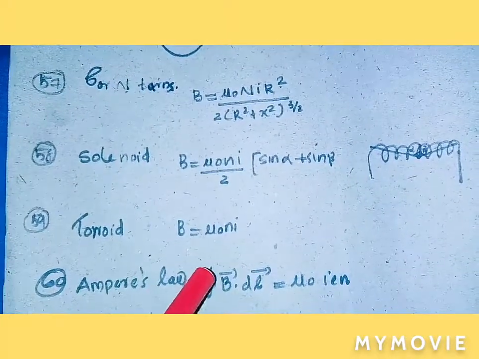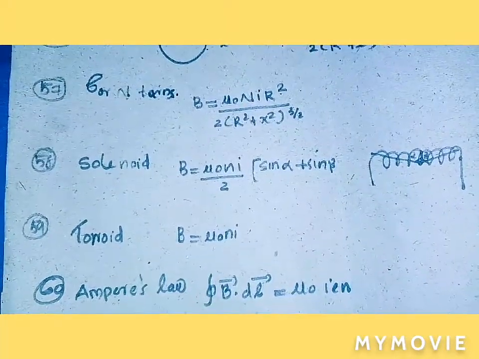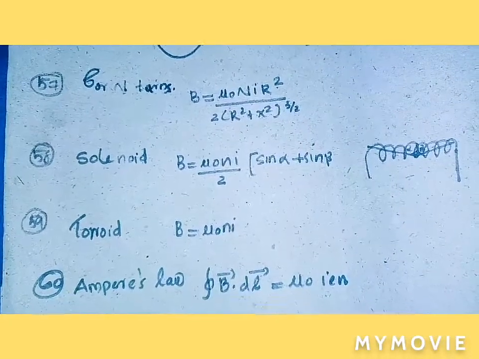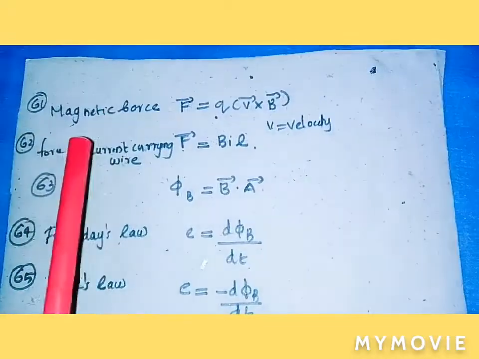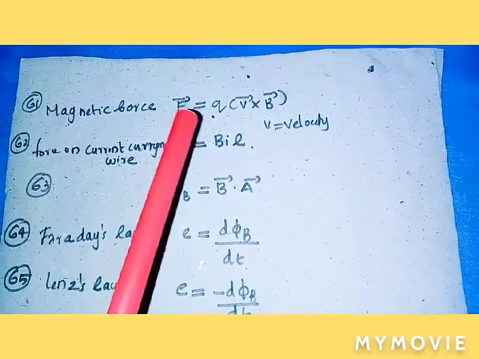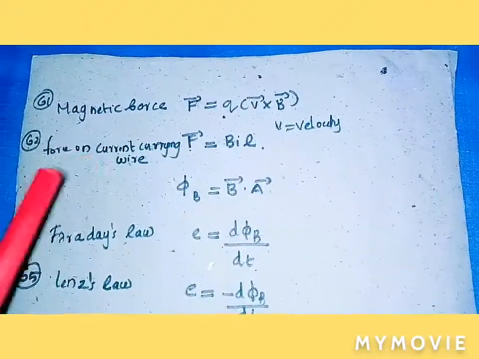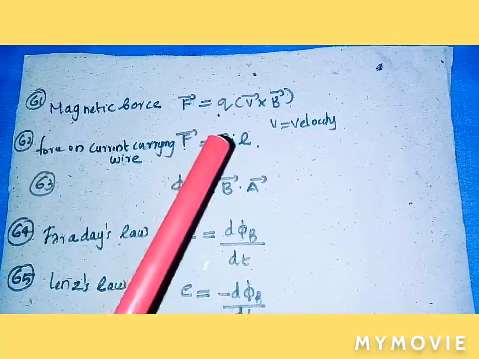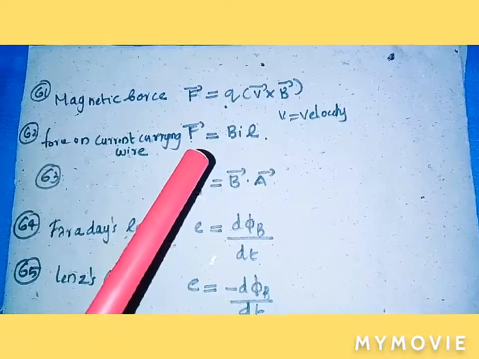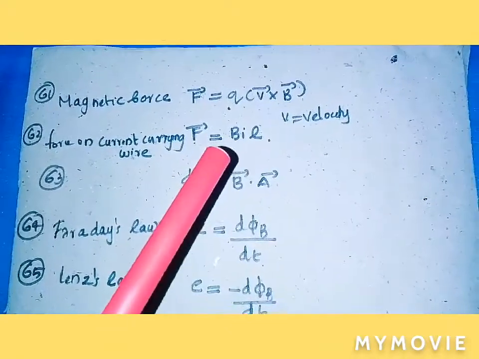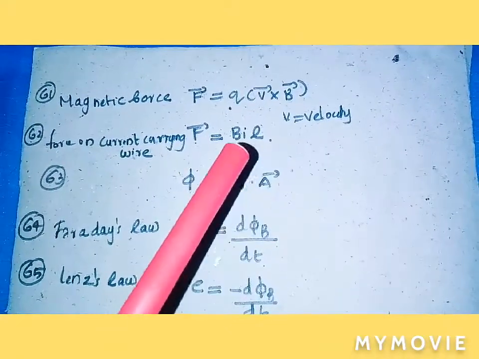Ampere's law: closed integral of B dot dl is equal to mu 0 I enclosed, where mu 0 is the permeability. Magnetic force is F bar is equal to Q times V cross B, where V is the velocity, Q is charge, B is magnetic field. Force on a current carrying wire, F is equal to BIL: magnetic field times current times length.